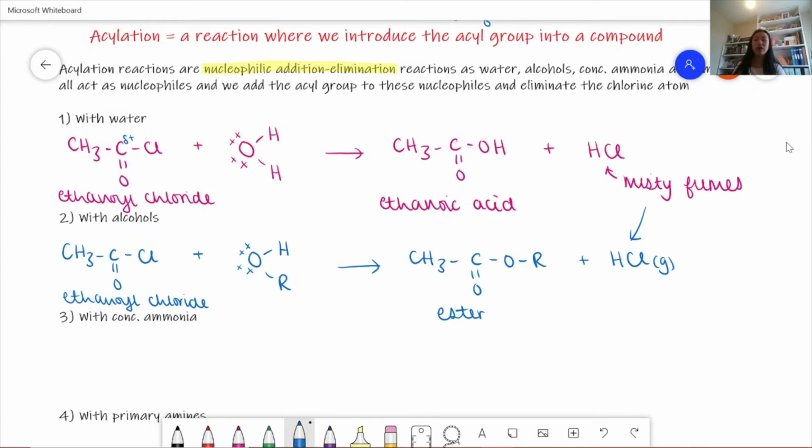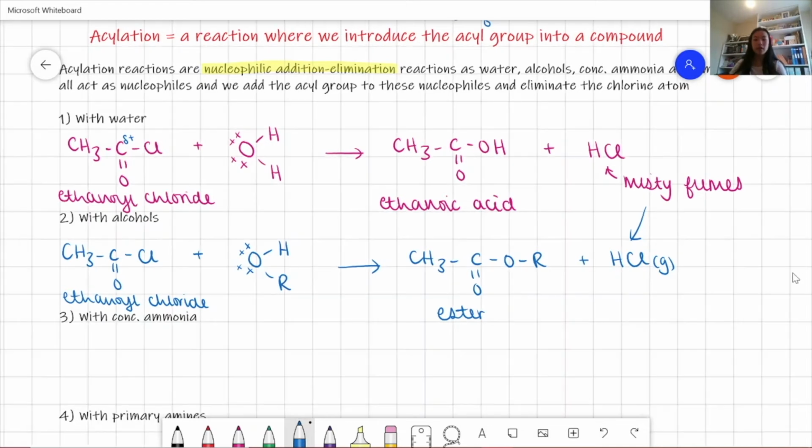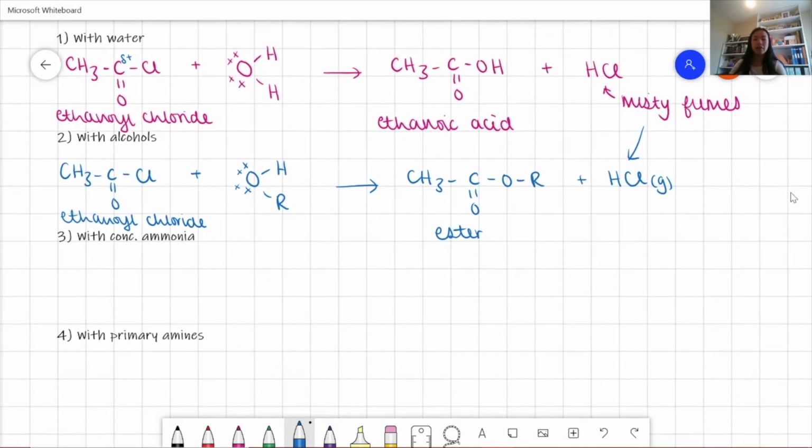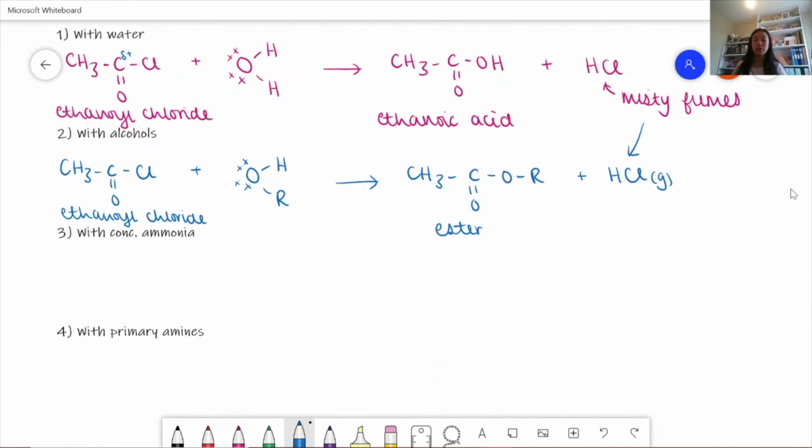And we know that we can actually make esters from carboxylic acids and alcohols in the presence of a H+ catalyst. But this reaction is actually much better at making esters because the reaction is much quicker and it's not a reversible reaction. So thirdly, we're going to look at the reaction of acyl chlorides with concentrated ammonia.